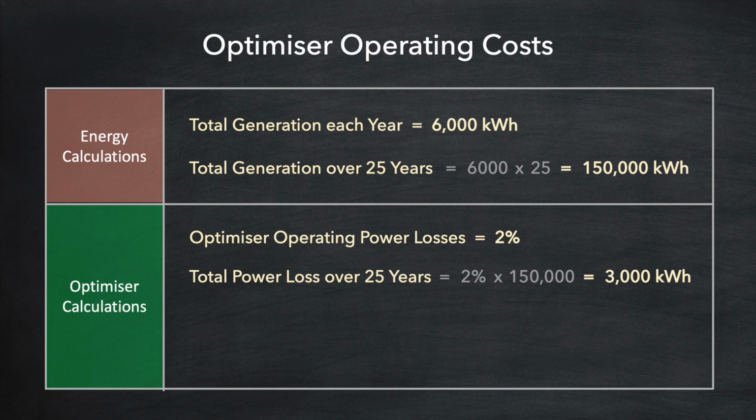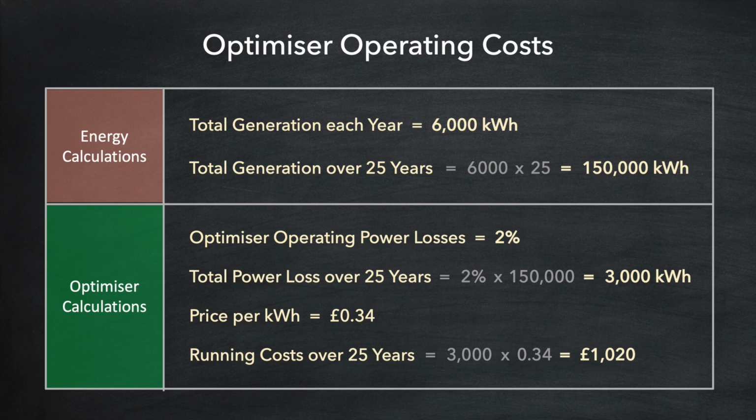And just to put this in real terms, in the UK, the cost per kilowatt hour of electricity is currently 34 pence. So that's a running cost of more than £1,000 over 25 years at today's prices. But you don't actually need to work out the cost. All you need to do is work out how many extra kilowatt hours you will achieve with optimizers, and that will depend on the amount of shading you get.